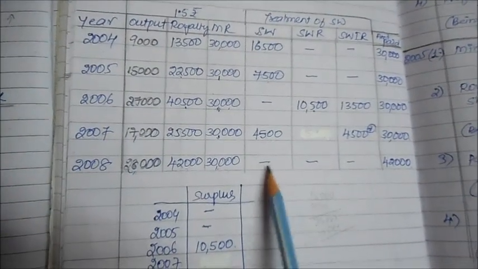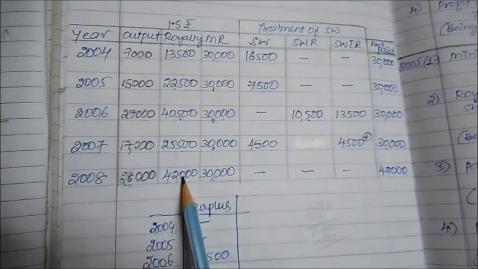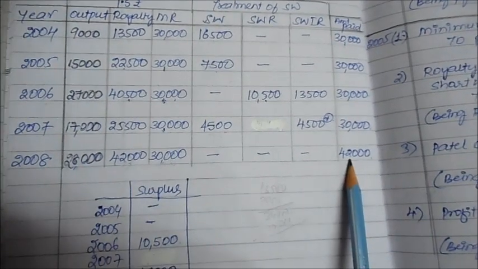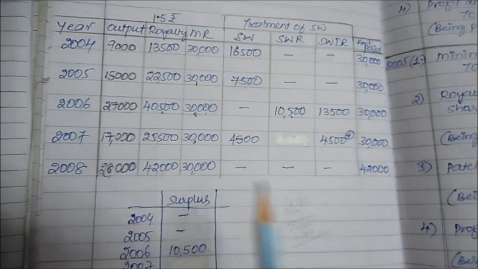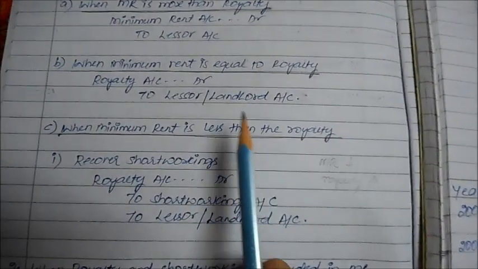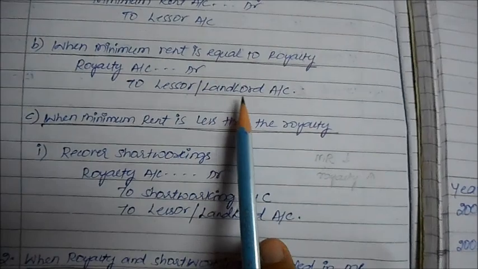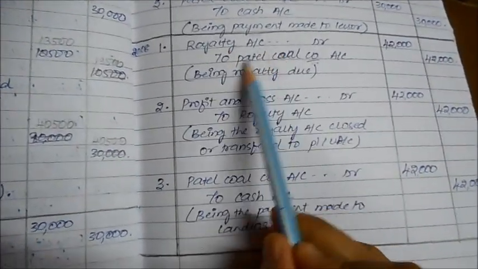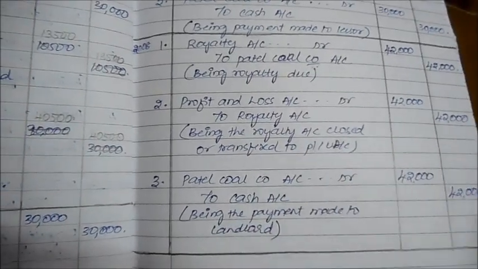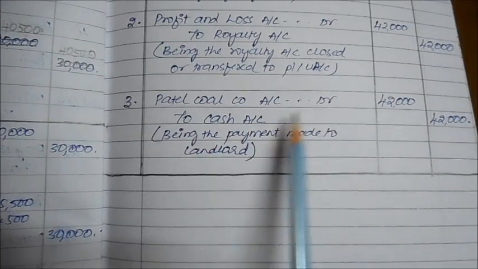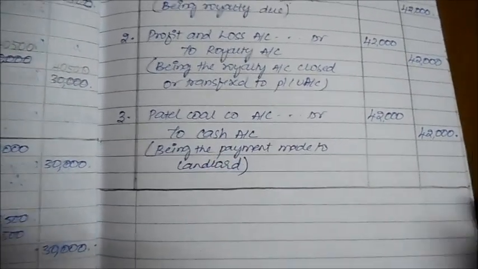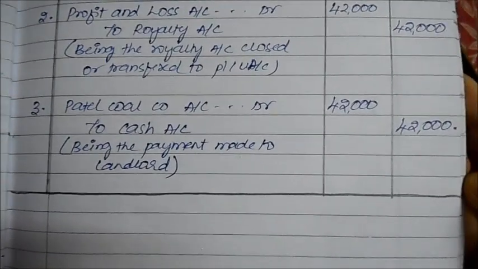Now in this particular question, since we don't have any form of short working, we are considering that whatever royalty is paid is the actual amount paid. So we are considering that minimum rent is equal to royalty. That is the reason we are utilizing the formula royalty account debit to landlord account. So the first entry will be royalty account debit to landlord, who is Patel Coal Company account, 42,000. Second entry will be Patel Coal Company account debit to cash. The amount you are actually paying to this person is 42,000.